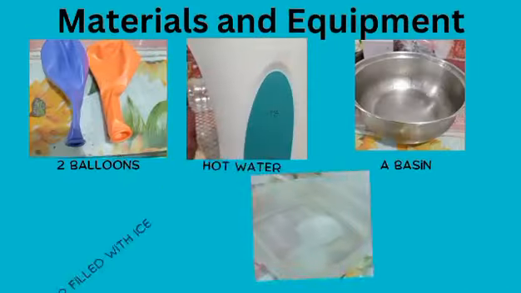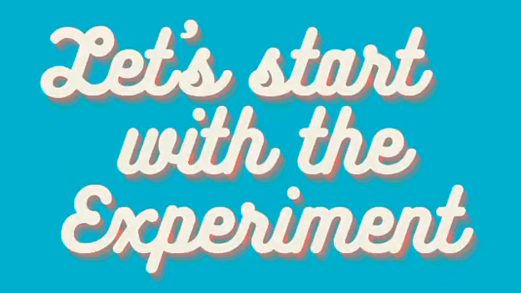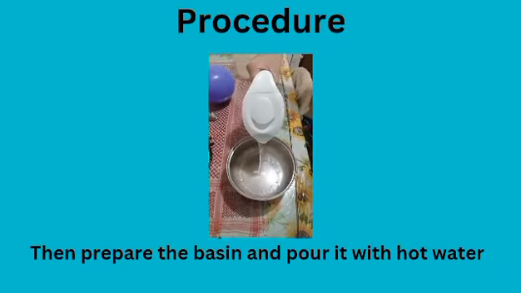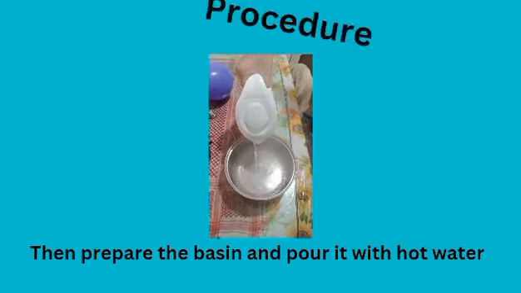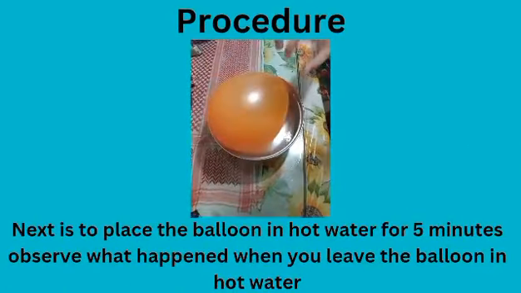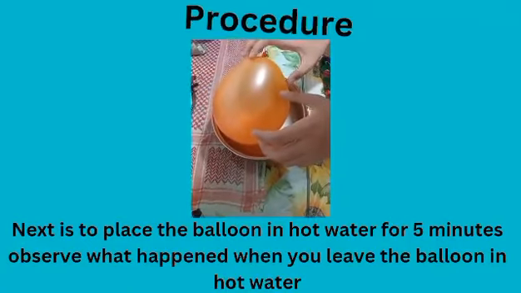The materials and equipment we use are 2 balloons, hot water, a basin, and water filled with ice. Let's start with the experiment. First, inflate the balloon. Then, prepare the basin and pour it with hot water. Next is to place the balloon in hot water for 5 minutes. Observe what happens when you leave the balloon in hot water.